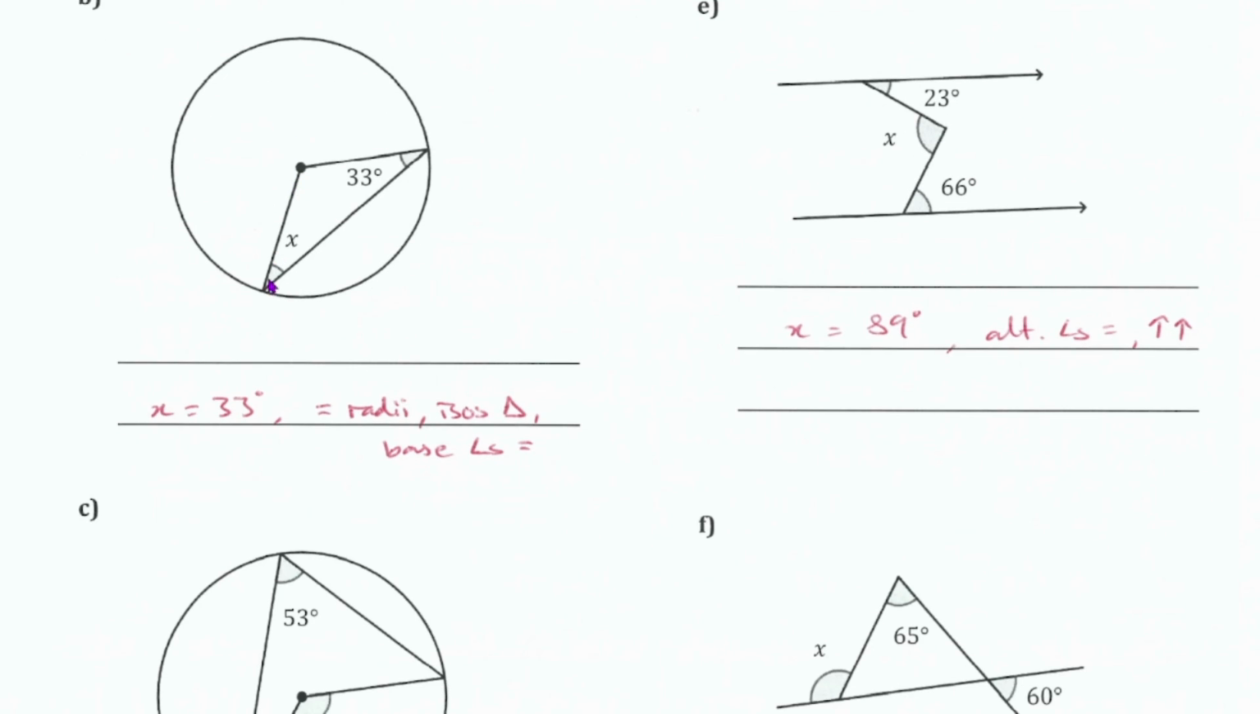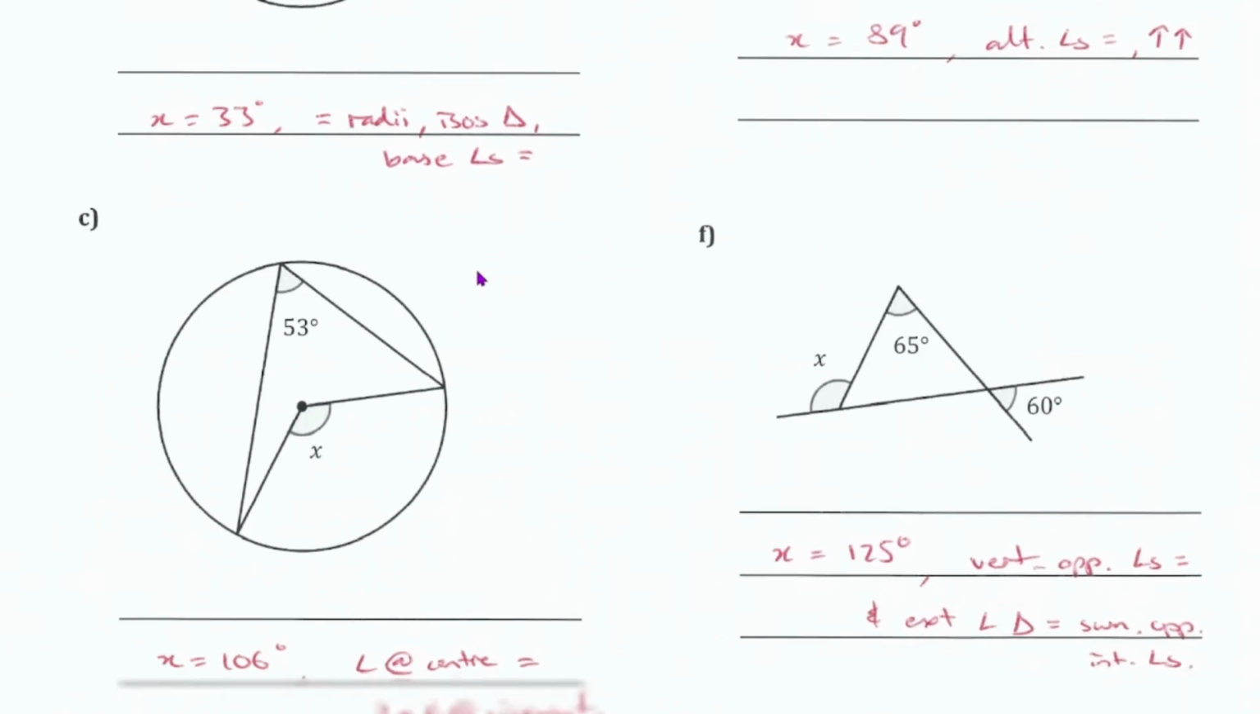For B, as soon as we see we've got a radius here and a radius here, they're touching the edge of a circle, and they're going to the center, we're going to know that these angles are going to be the same. Because this triangle is an isosceles triangle, because those lengths are the same, and therefore these angles will have to be the same. So that makes x 33 degrees here.